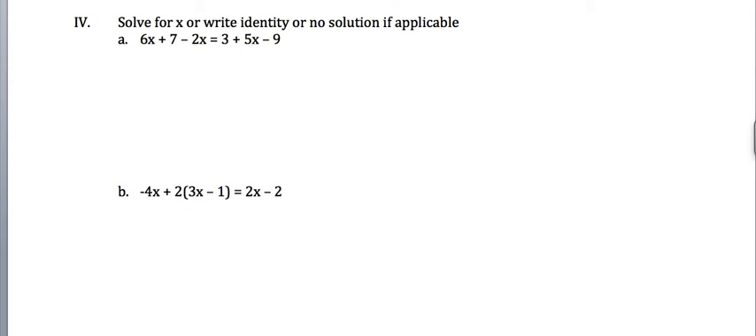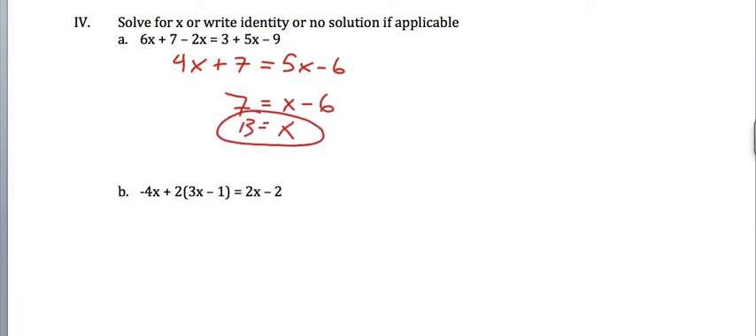Okay, A, you should have gotten an answer for, because we get 4x plus 7 on this side, and we get 5x minus 6 on this side. I'm going to subtract 4x from both sides, and then I'm going to add 6 to both sides. And I get x equals 13. I get a perfectly valid solution.